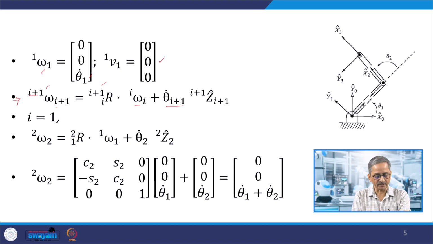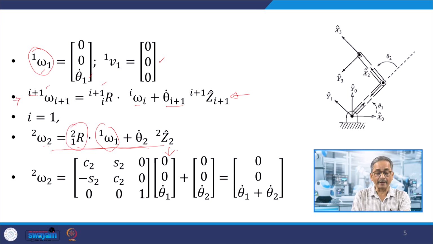Now, in this equation, if I put i equal to 1, I come up with this relationship, that is omega 2 expressed in terms of frame 2, and this has the previous link velocity. So, if I put i equal to 1 in this equation, this is what I am going to get, right. And in this equation, we have already evaluated this omega 1 expressed in terms of frame 1. So, this is this value.